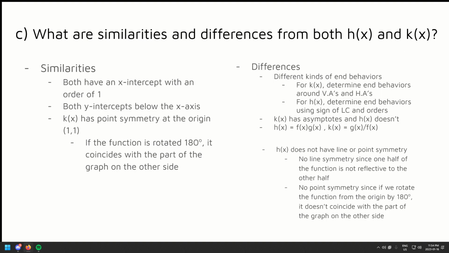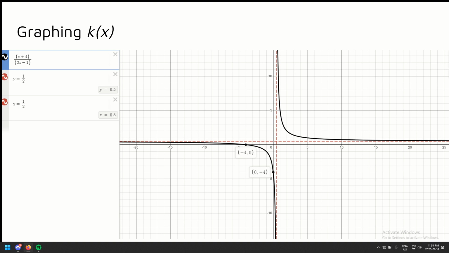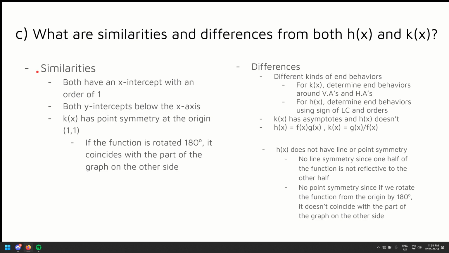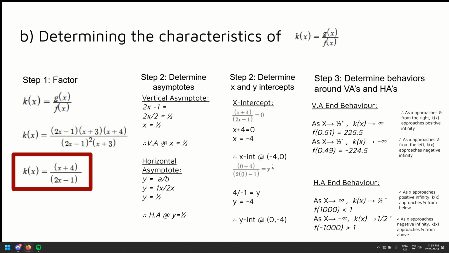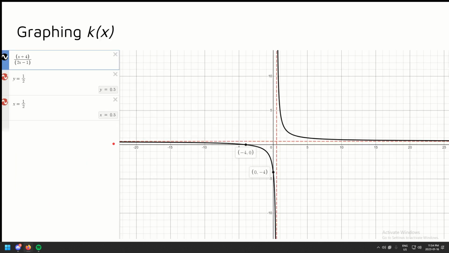What's another one? k(x) has asymptotes, h(x) does not. This is true because asymptotes are only seen on these rational functions. And there are holes as well. I didn't know if you mentioned the hole or not, but there's a hole at -3. Isn't there a hole here and here? There would only be a hole here. Yeah, there's a hole at x plus 3.